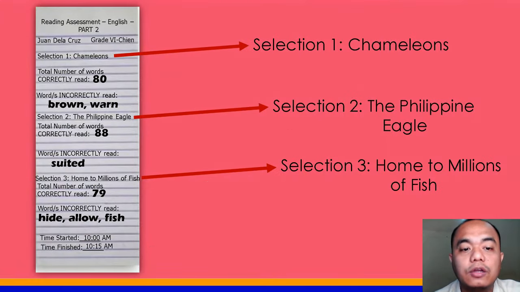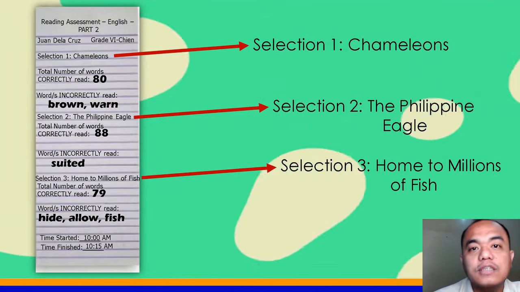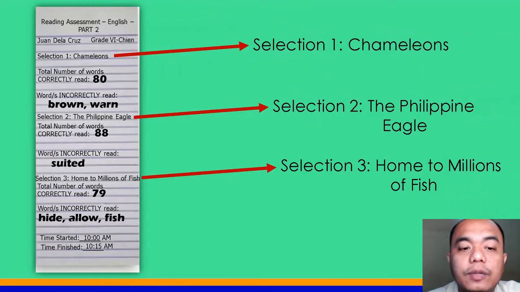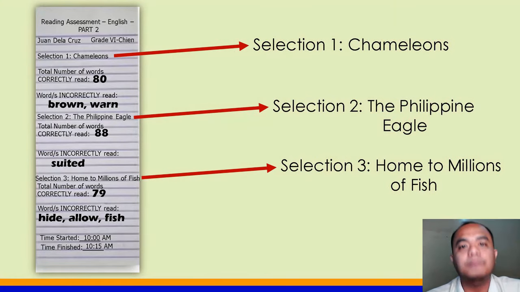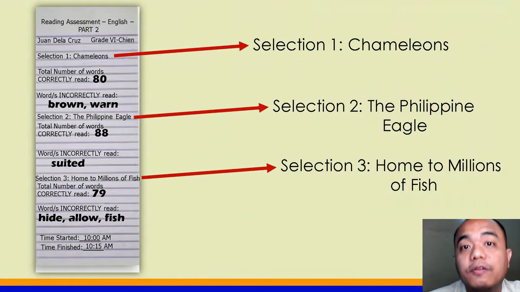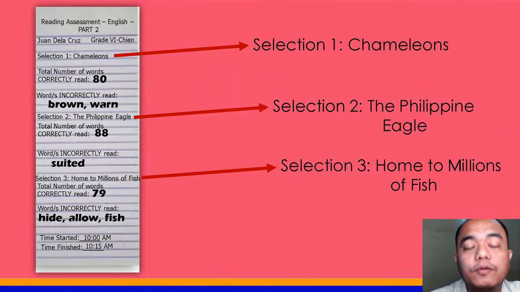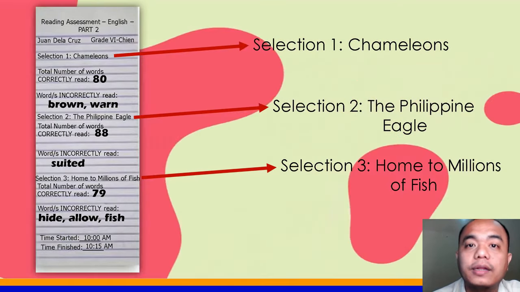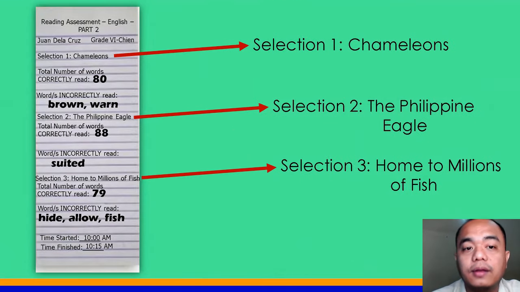Okay? And then you take note of the time that you finished performing the activity. So, for example, 10:15 in the morning. Okay? Now, this is only for option number 2 if you prefer to choose it. If you prefer to use part 2 of this reading assessment, option number 2, then you do this.